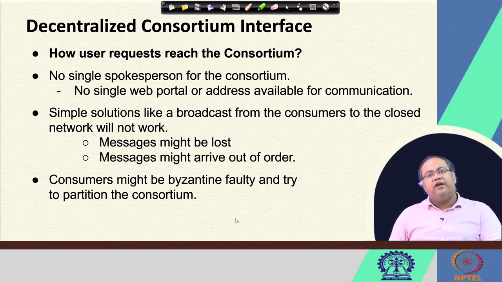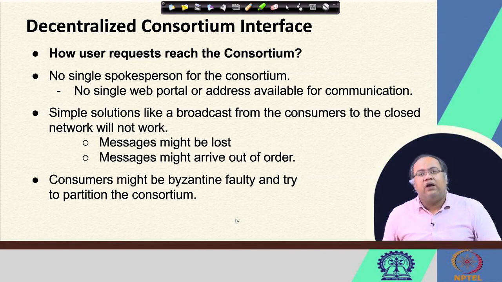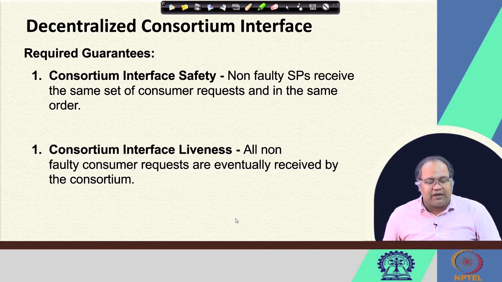So, I need to have some kind of ordering logic on the messages. So, that is one of the primary requirements. And as I mentioned earlier, consumers might be Byzantine faulty and they can partition the consortium. So, I have several challenges that we need to address while designing such an architecture, and the guarantees that we need to provide in this design are as follows.